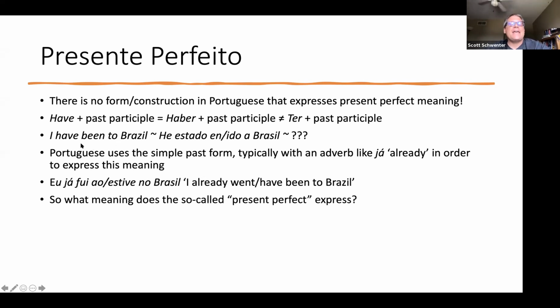So how do you say something like, I have been to Brazil? Well, in Spanish, we'd say, he estado en Brasil, or he ido a Brasil, right? But what would the Portuguese version say? Portuguese uses the simple past form here, typically with an adverb like já. So you would say something like, eu já fui ao Brasil, or eu já estive no Brasil.